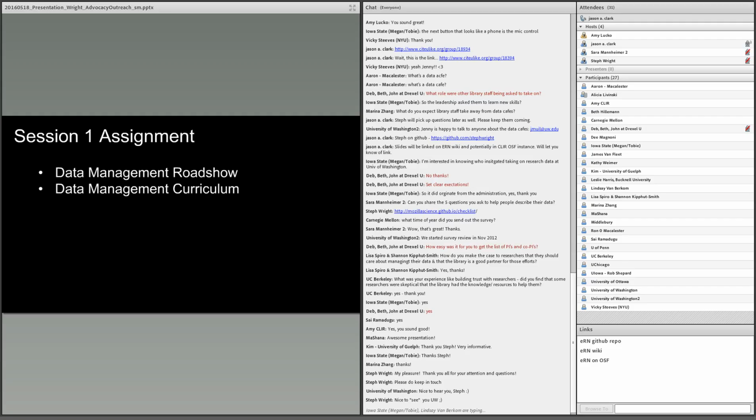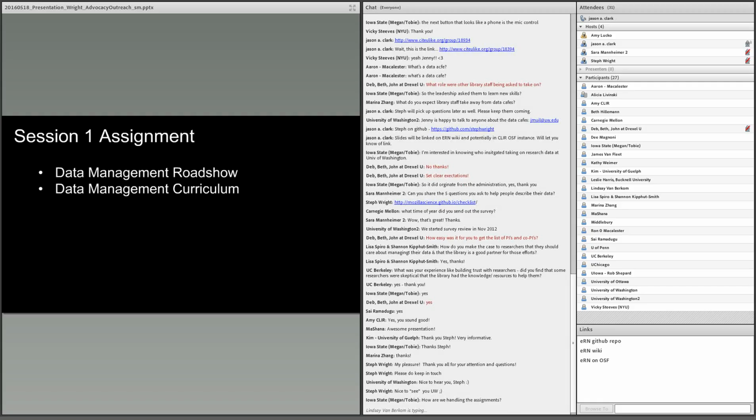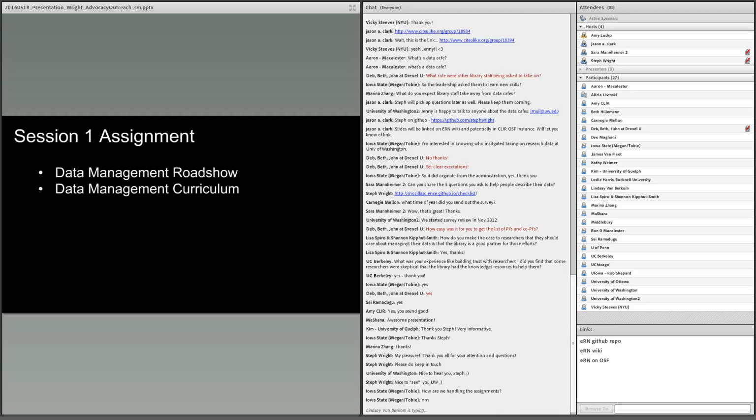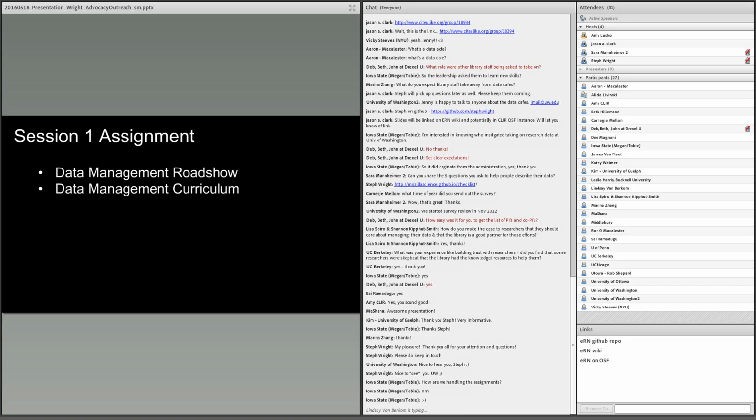I did want to talk a little bit more about what the expectations for the assignment are. That's a great question, Megan and Toby. That's where I'm going to go right now. So what we thought, again, we have a great mix of folks in the cohort, but we also have people at different implementation levels of data management in their institutions.